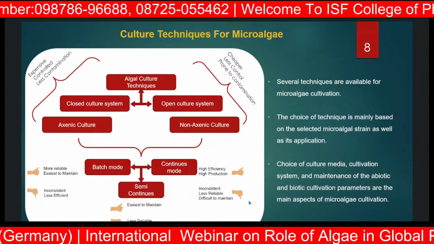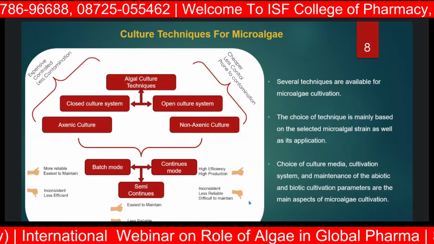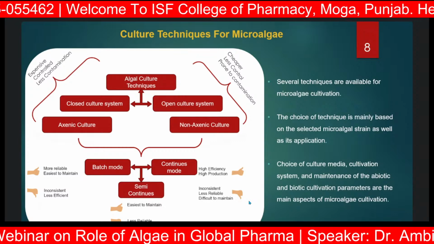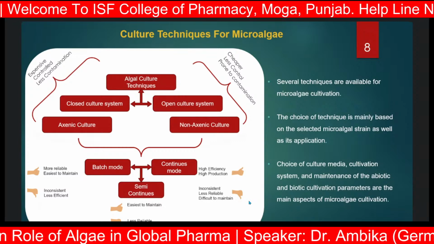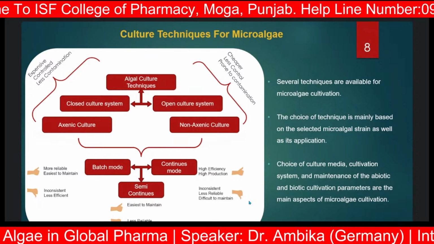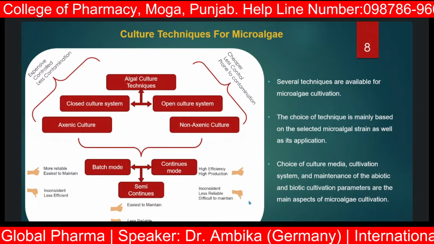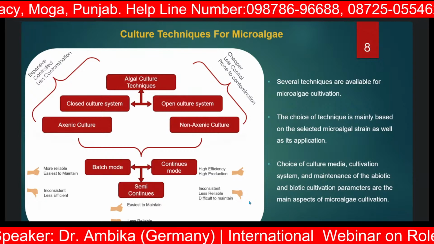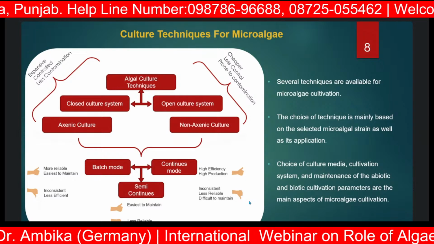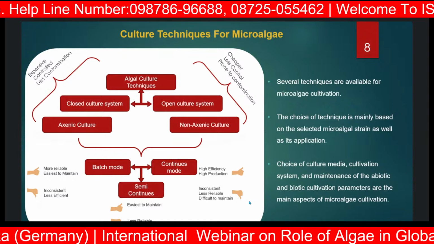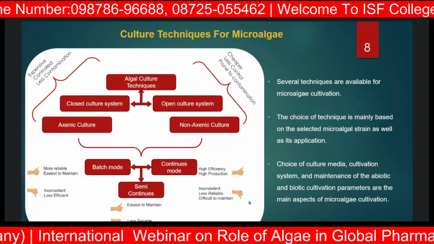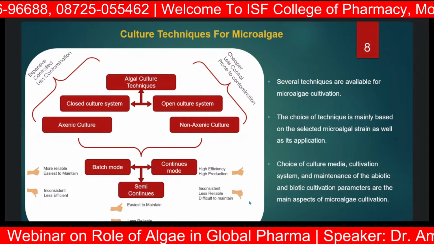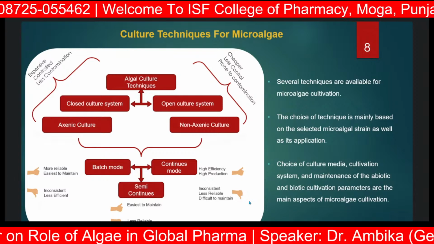Suppose the strain is very sensitive to physical factors or to other organisms, I mean contamination, then we should not go for the open pond system of cultivation. We should cultivate them in a closed culture system. Here in a schematic representation, I've shown that algal culture techniques are divided into two types of cultivation systems. One is the closed culture system, another is the open culture system.